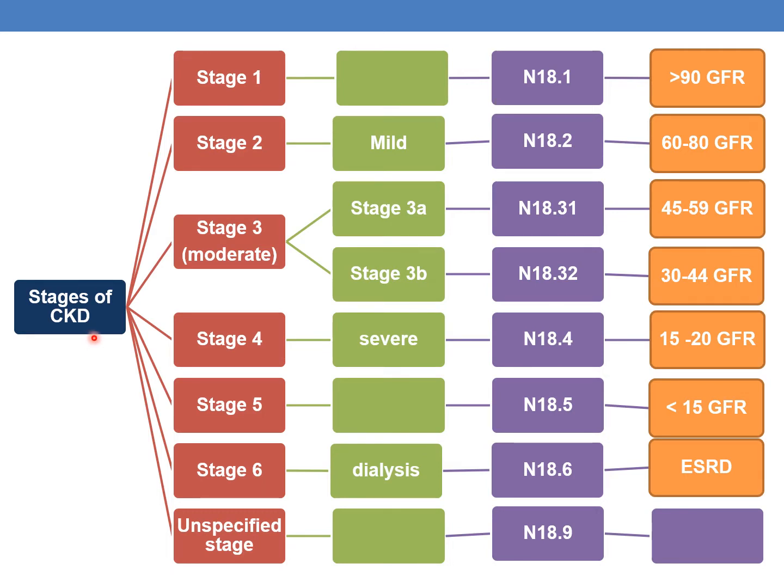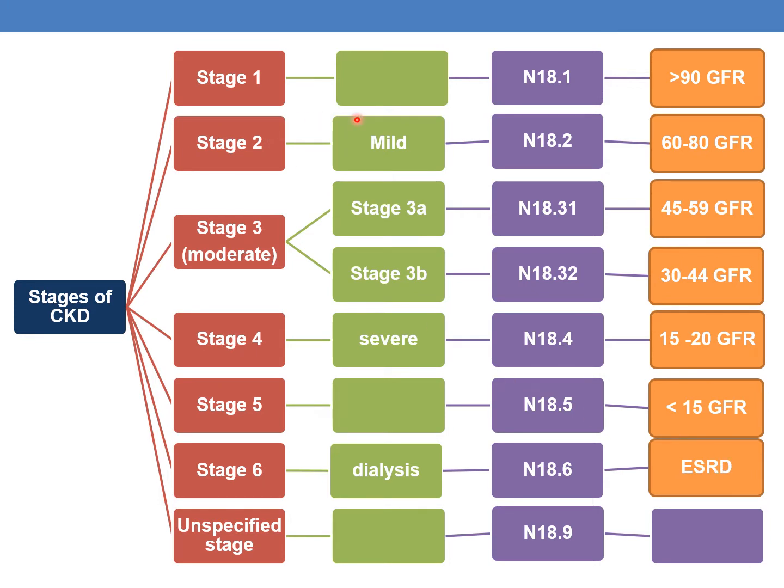CKD, or chronic kidney disease, is categorized into 6 stages. Stage 1, Stage 2, Stage 3. Stage 3 is further classified into Stage 3A and Stage 3B. Then Stage 4, Stage 5, Stage 6 and unspecified stage. Stage 6 is also called end stage renal disease, ESRD. This is the final stage of CKD, hence the name end stage renal disease.